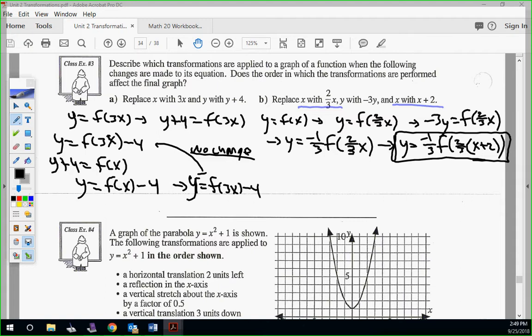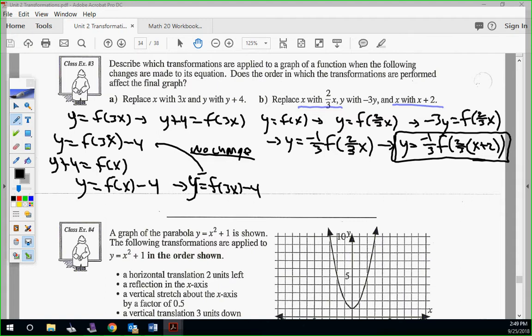Horizontal stretch of 3/2. Yep. What's a negative 3 do? Reflection over x, stretched by 3 vertically. X plus 2 moves it 2 left. 2 left, the opposite for x, yeah. Okay, let's do the other way and see if it's different.